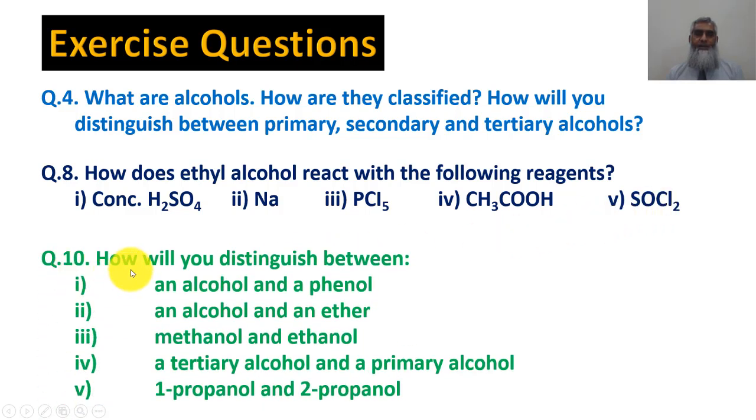Question number 10. How will you distinguish between: Number 1, an alcohol and a phenol. Number 2, an alcohol and an ether. Number 3, methanol and ethanol. Number 4, a tertiary alcohol and a primary alcohol. Number 5, 1-propanol and 2-propanol.